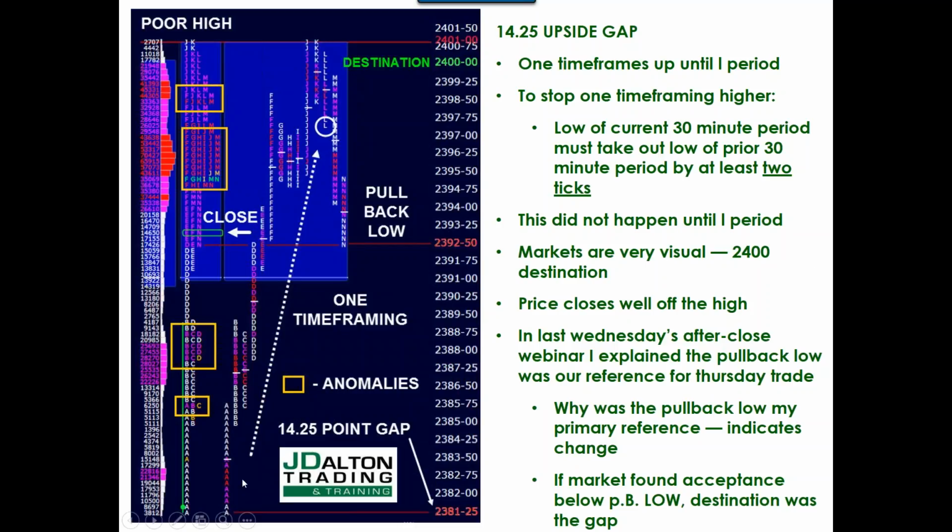You'll see that the market gaps higher in the morning. It's a 14-point gap. The low is right there in the lower left-hand corner, at one tick below it. And the market continued to one time frame higher for 1, 2, 3, 4, 5, 6, 7, 8, 9, 10, 11 periods. H and I did not stop on time framing because they did not go two ticks down below either of these periods.